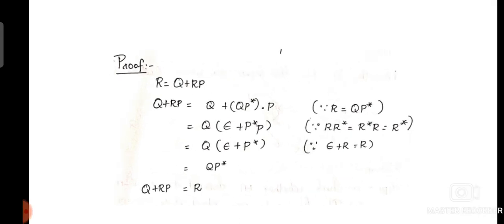In the next step, P star P can be written as P star. P star means many number of P's, isn't it? So P star P can be written as P star. And in the next step, epsilon will get eliminated, since epsilon is the null string. So finally we are getting QP star. Thus we are proving Q plus RP equal to QP star. This is the basic formula that we will use in the problems.